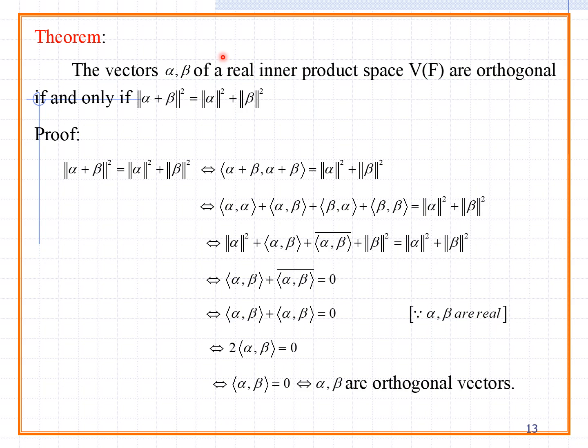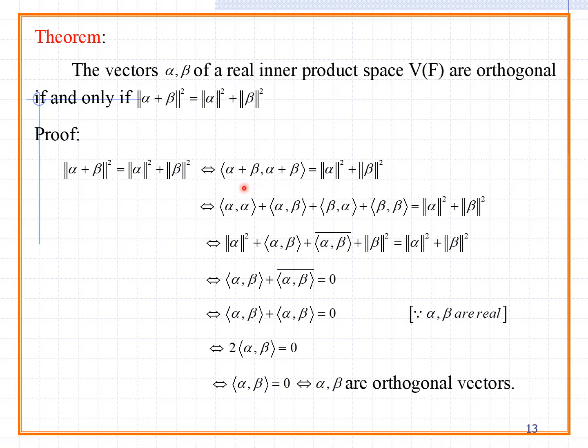But we can say, if and only if, norm of (alpha plus beta) whole square equals norm alpha square plus norm beta square. Let us see this. First, consider this one: norm of (alpha plus beta) whole square, LHS equal to RHS. So norm of (alpha plus beta) whole square we can write as the inner product of (alpha plus beta, alpha plus beta). It is equal to norm alpha square plus norm beta square.